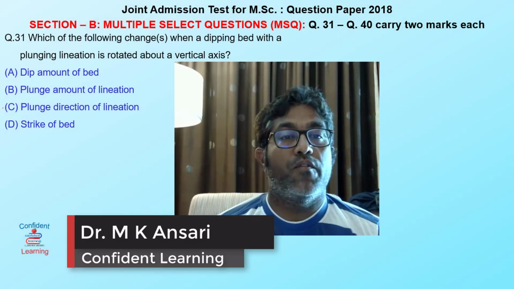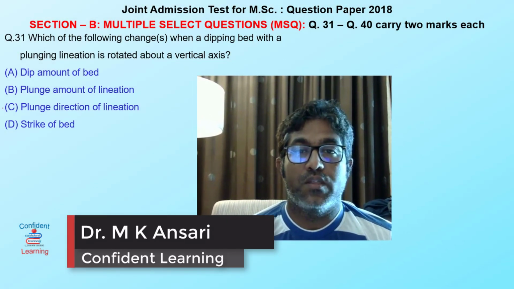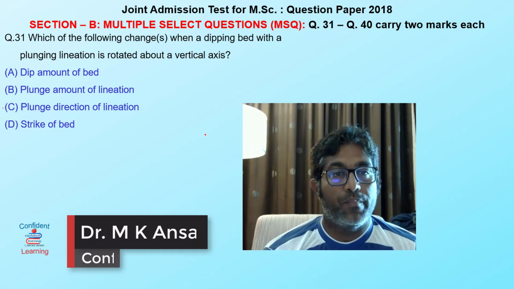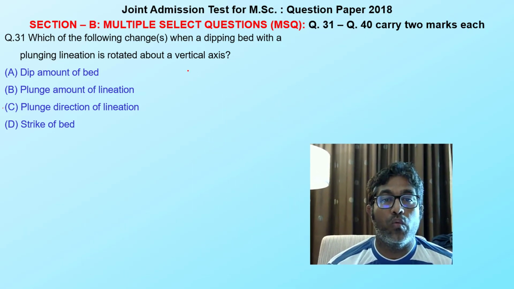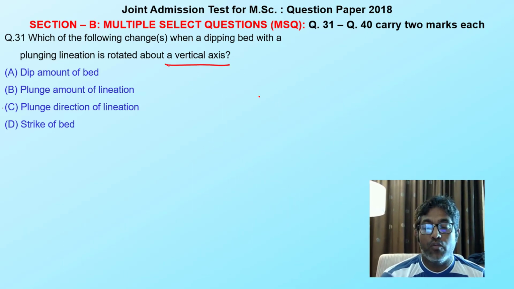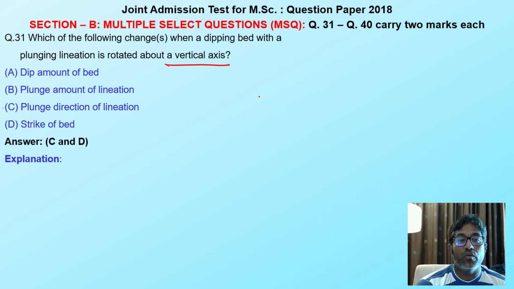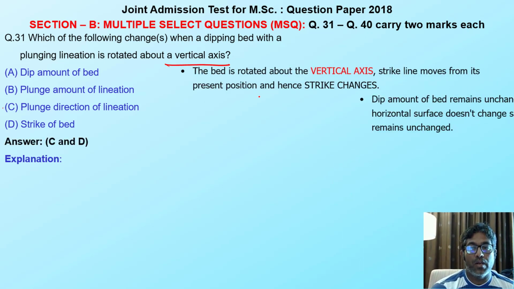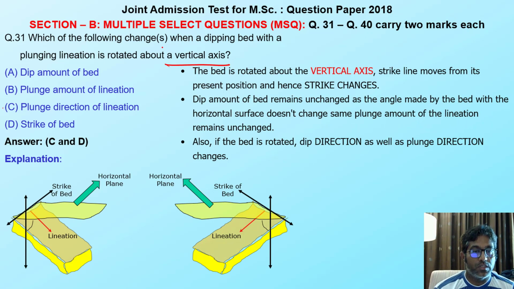Okay, so this is our first question. Which of the following changes when a dipping bed with a plunging lineation is rotated about a vertical axis? You have a vertical axis, and along this you are rotating a bed like this one. Let me show you. This is the bed and I am rotating it along the vertical axis. So what things will change?